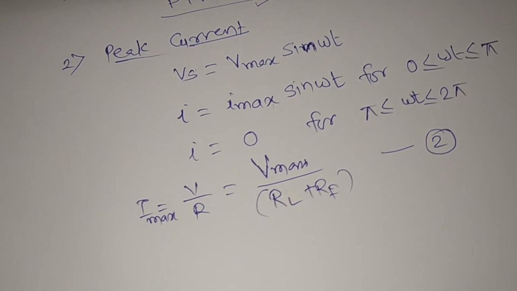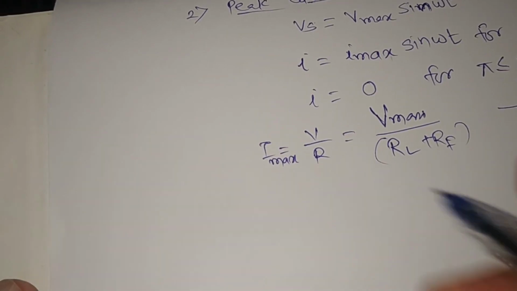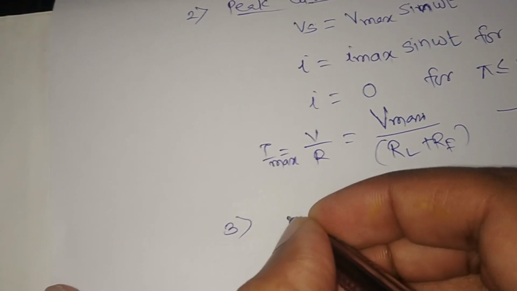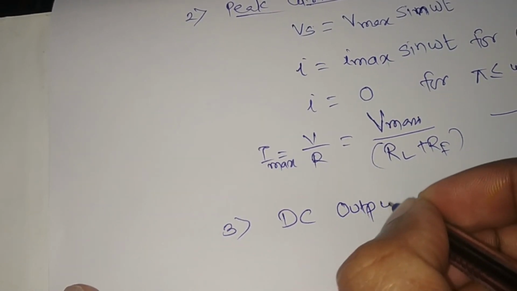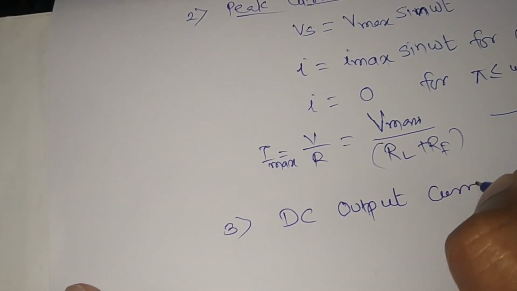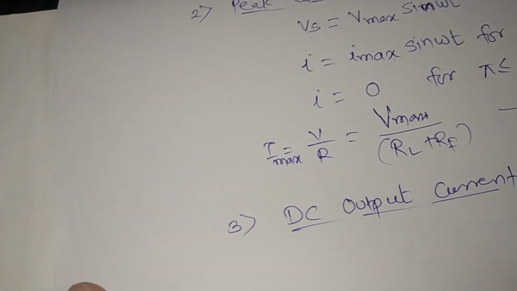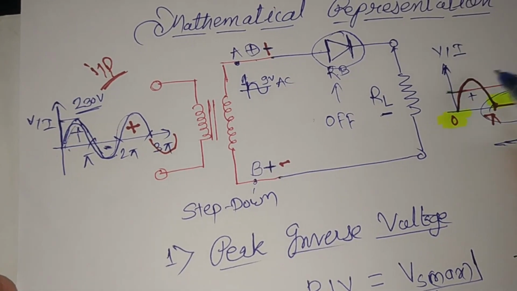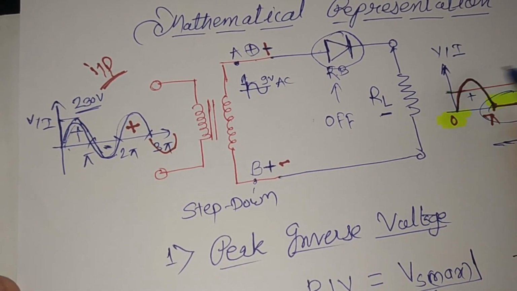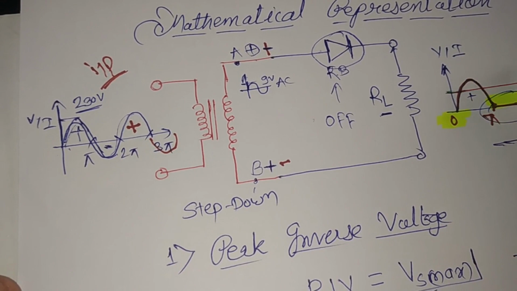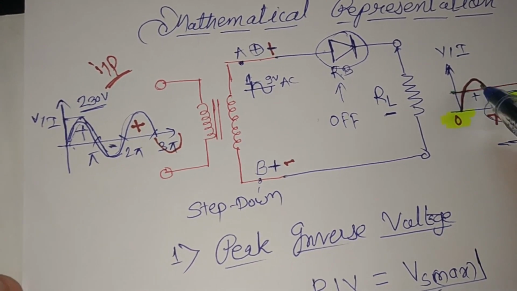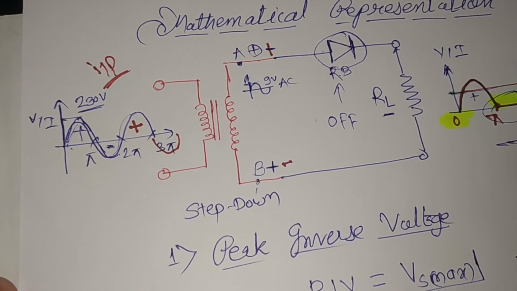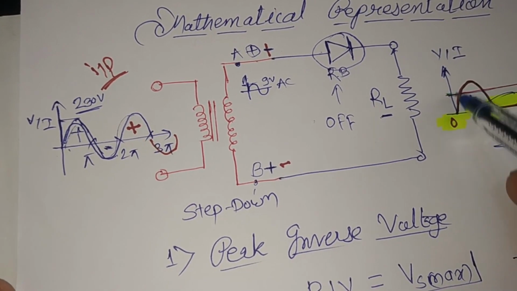Now the next parameter we will see is the DC output current. Third parameter, DC output current. Now this is the output, the DC output. How much DC component is present in this particular output, that we have to see. DC means a straight line, but we don't get an actual straight line here without filters, so we look at how much is the average of these available signals.